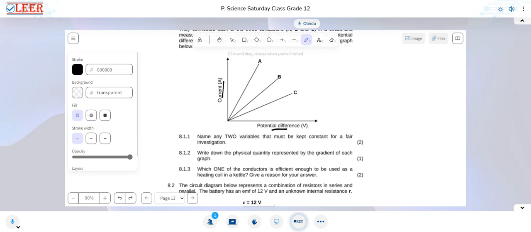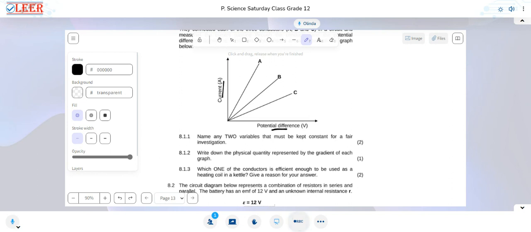8.1.1 states: name any two variables that must be kept constant for a fair investigation. So they're asking which factors affect the resistance of a conductor. If we keep these factors constant, then we will have a fair test. So we're looking for factors that will affect our resistance. What do you think?